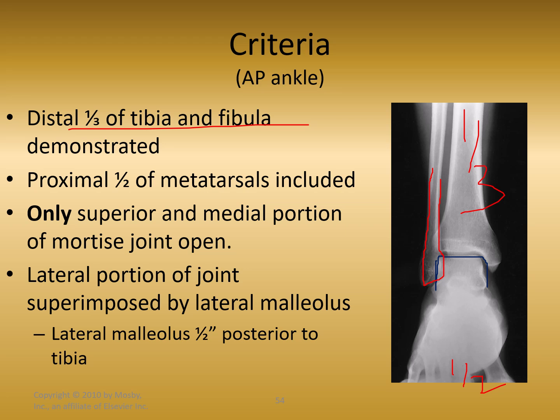What do they mean by that? They mean that only the top part, the superior part, and the medial part over here by the medial malleolus of the tibia are open. This point over here where the malleolus is superimposing it is closed. So, open mortise joint here, superiorly and medially. And that's how we identify in words what an AP ankle is supposed to look like. We need to be able to say it in words, and we also need to be able to recognize it visually by looking at our x-ray.